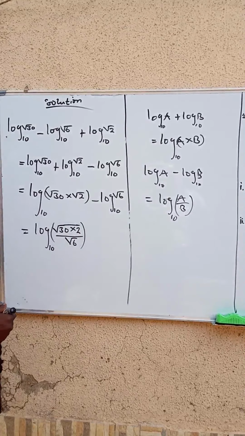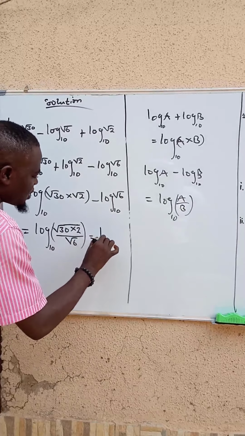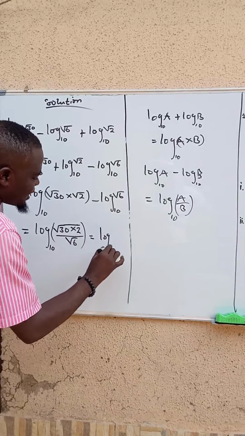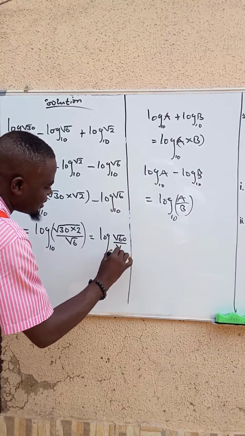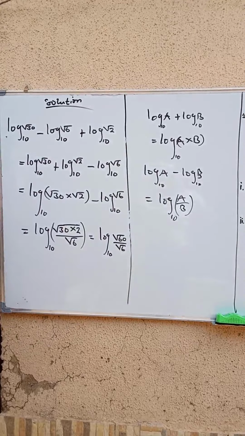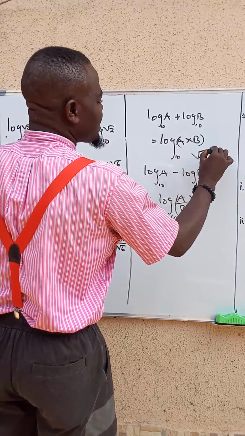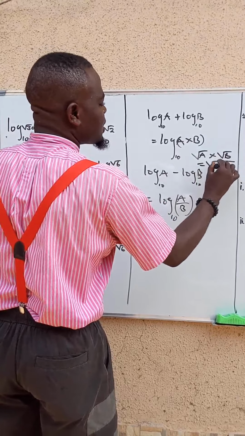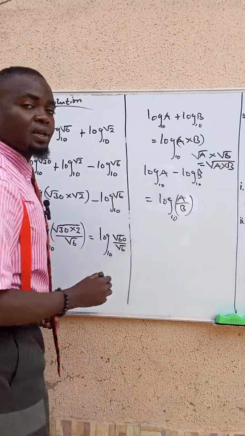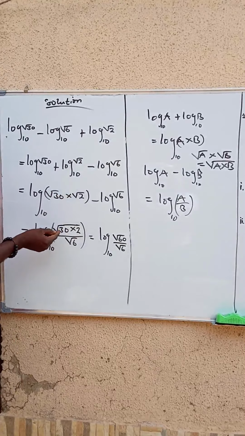So with this, I can say that this thing is still the same thing as what? It will give me log base 10 root 60 over root 6. Yes, because why I did this is that root A multiplied by root B is the same thing as root A times B. It's a rule. So that's what I did here. Root 30 times root 2 is the same thing as root 30 times 2.